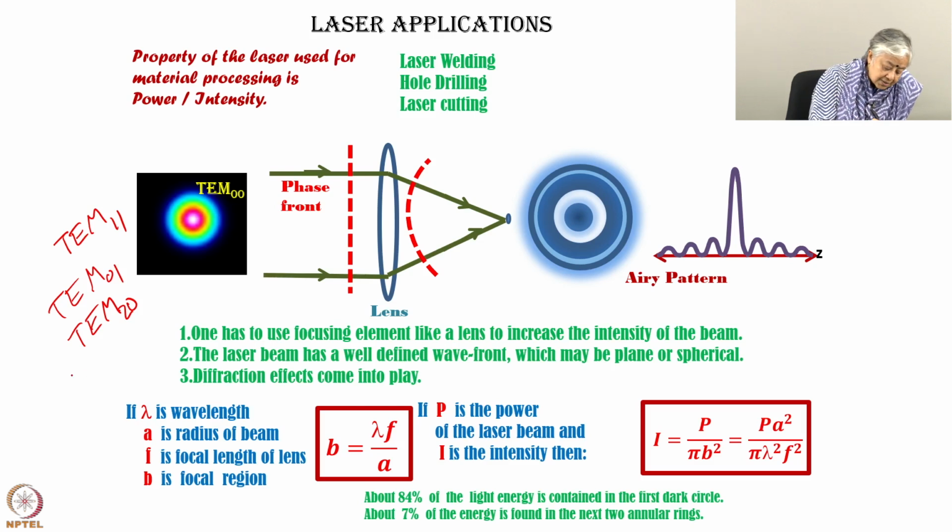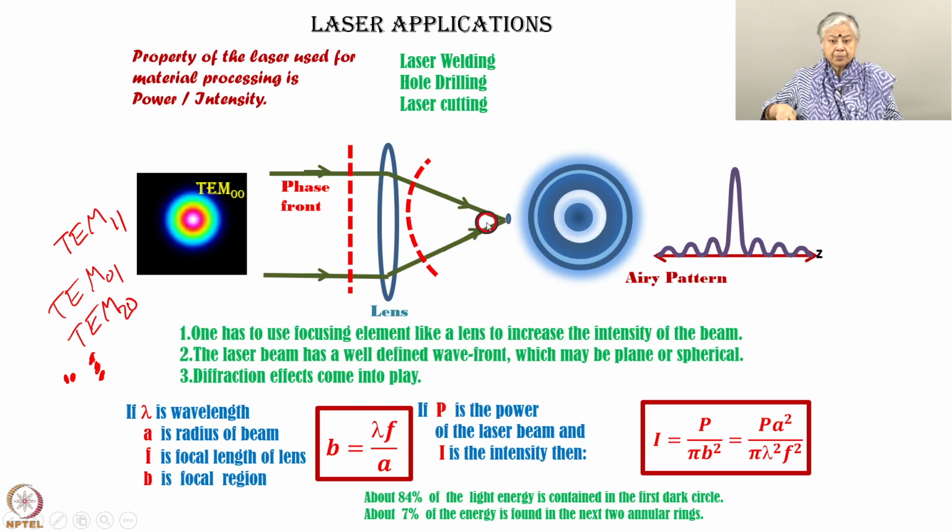While the other modes, remember, they looked something like this, or they looked something like this, all these other modes. And these kind of modes are very, very difficult to focus, or even if you focus them, most of the energy would have gone off in these outer rings. Only the TEM00 mode gives you a decent kind of cross section.